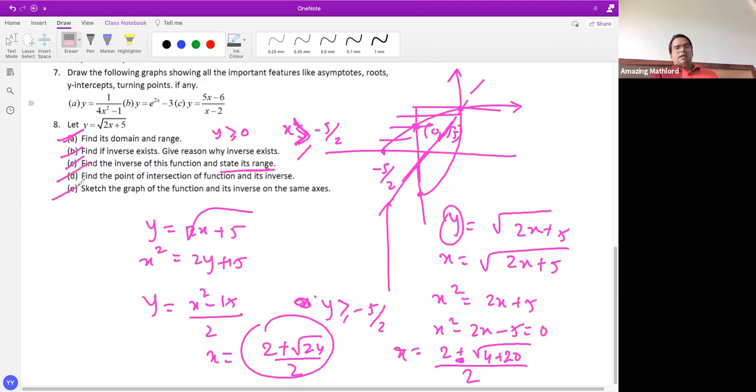And then finally, sketch the graph of the function and its inverse on the same axes. So we got this part, which is basically the reflection in the y = x line. You've got to specify that.